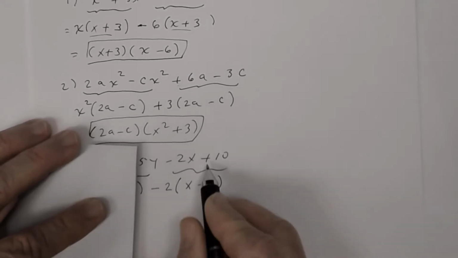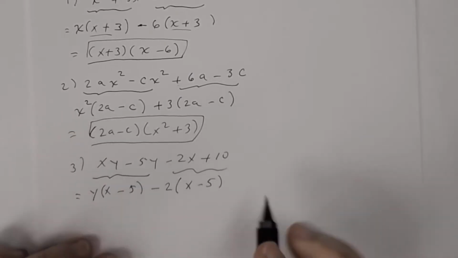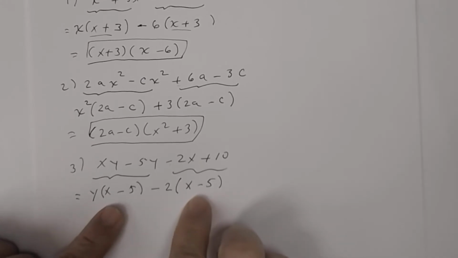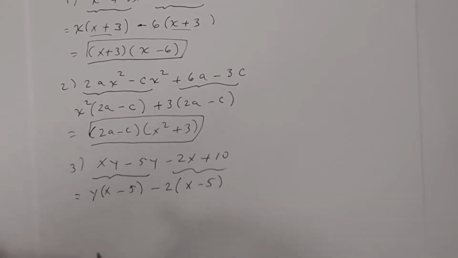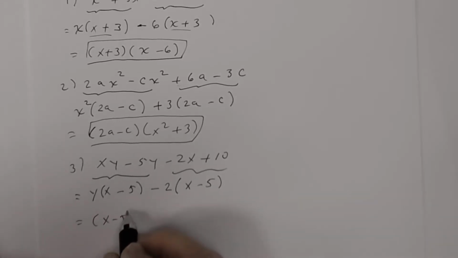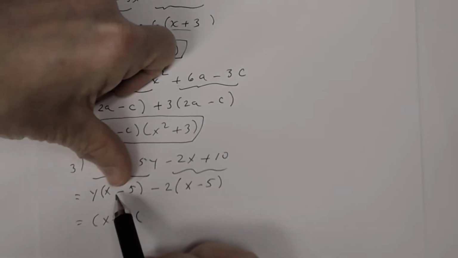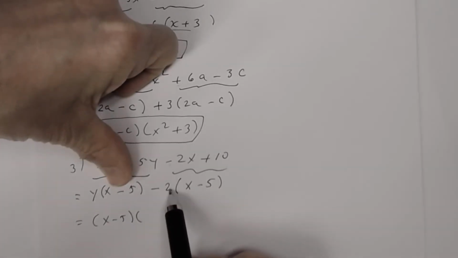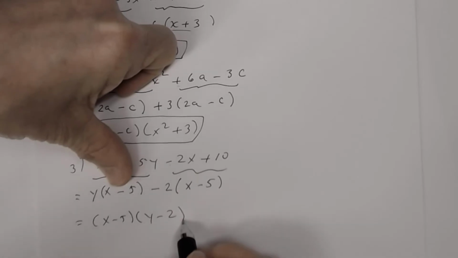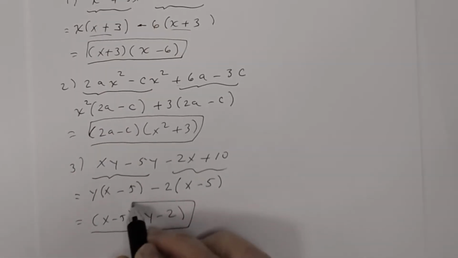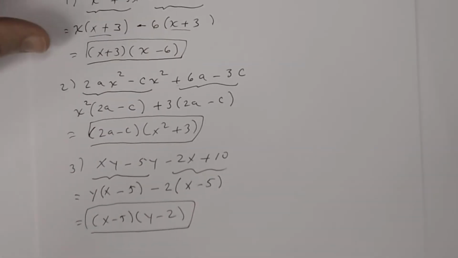Because a negative times a negative is a positive. And if I'm doing this correctly, these two should be the same. Okay? All right, and so therefore, I can factor out the x minus 5. So I get x minus 5 times, remember you factor x minus 5, you're left with y minus 2. All right. So that was a quick review of a previous lesson.